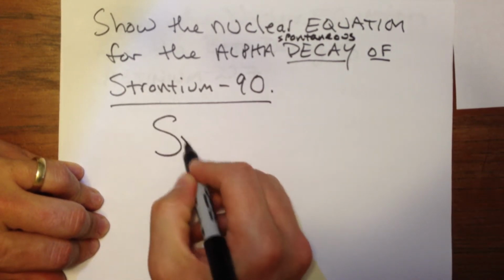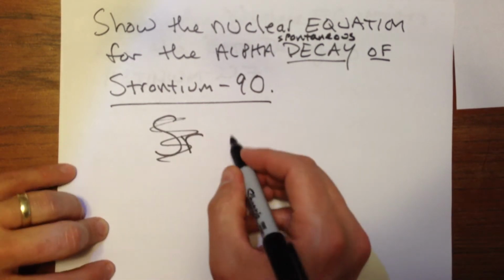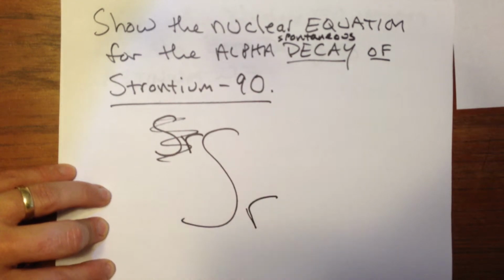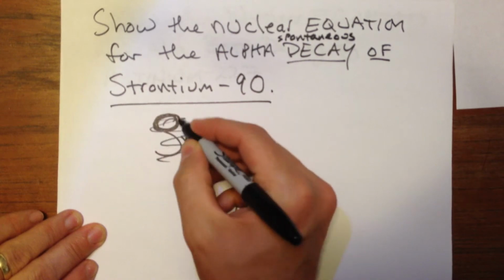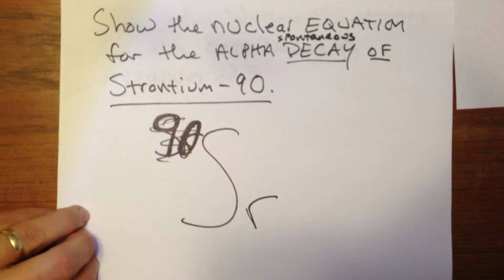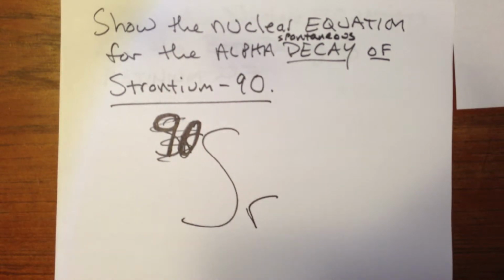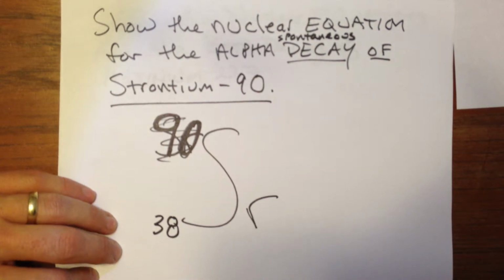So we're going to write strontium-90. Strontium's symbol is Sr, and I'm going to write that bigger so it shows up. The 90 is the mass number, so that's the number that goes up there. Down here, at the bottom, you're going to get the atomic number, and the atomic number of strontium is 38, so we're going to have 38 protons down there.